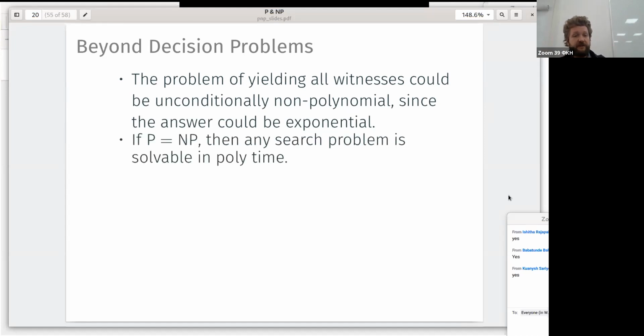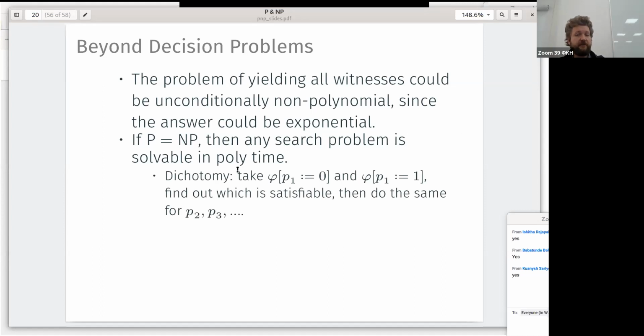So if P equals NP, then any search problem, just searching for one, is, of course, solvable in polynomial time. We can reduce the search problem to the decision problem. On the example of the Boolean formula, suppose we know how to check satisfiability. How do we find a satisfying assignment? Well, first we check for satisfiability. If the answer is no, we say, no, there is no assignment. Then we try to understand what the value of P1 is. What could be the value for P1? We substitute 0 and substitute 1.